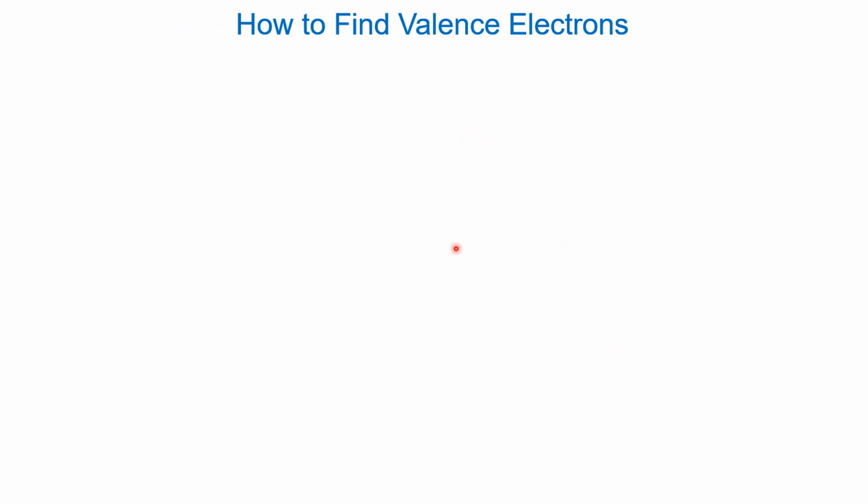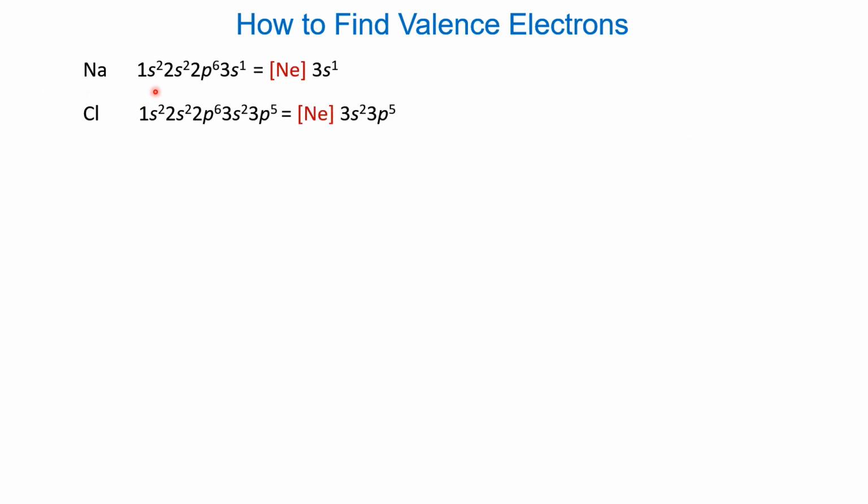Before we give you the detailed example to draw the Lewis structure, we need to know how to find the valence electrons. If you write the electron configuration of sodium, you will have 1s2, 2s2, 2p6, 3s1. If you use the noble gas shorthand notation, the core electrons can be written as neon. The outermost electron is called a valence electron. Chlorine, same thing: neon with 3s2, 3p5. The electrons in the outermost shell are the valence electrons. So for sodium, the valence electrons number is 1. For chlorine, the valence electrons number is 7.